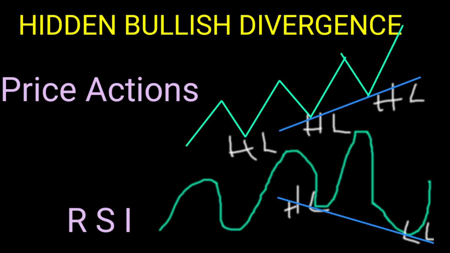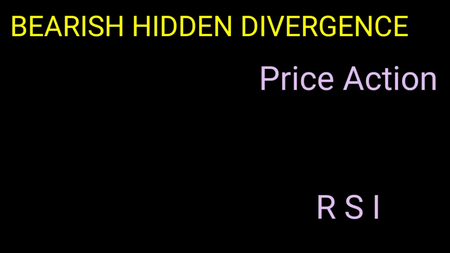Let's look at the bearish hidden divergence. The bearish hidden divergence occurs in a downward trend. It signals a continuation of the downward trend. In a downward trend, you observe price making a lower high, lower high, lower high. RSI also makes lower high, lower high, lower high.